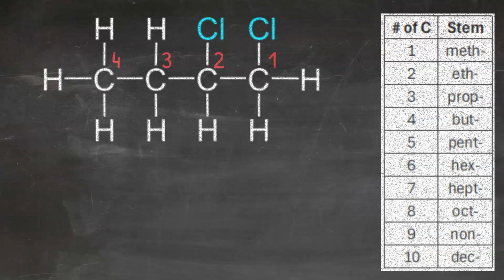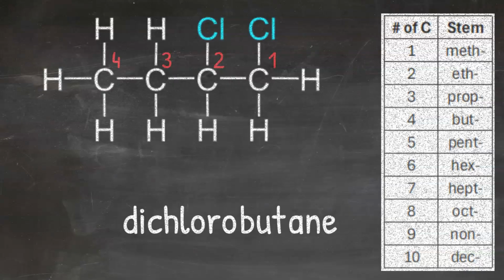I see that I have 4 carbons, so the stem that we're going to use is but. Again, there's all single bonds between the carbons, so I'm going to add the suffix ane because I'm dealing with an alkane. I then will account for the 2 chlorines bonded to carbon number 1 and 2. I'll add the prefix chloro, but I also need to add di before that in order to account for there being 2 chlorines in the structure.